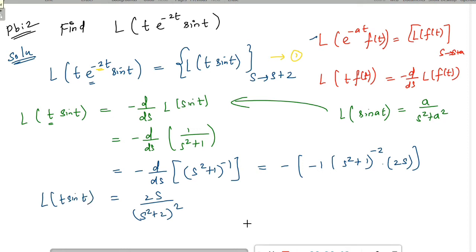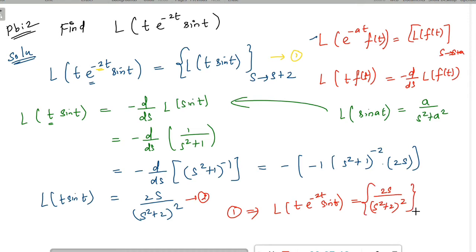So from equation 1, L of t e power minus 2t sin t equal to, you can apply equation 2 in 1. So from that you may get 2s divided by s square plus 1 whole power 2. After writing, you have to replace s by s plus 2. So from that you will get 2 into s plus 2 divided by s plus 2 whole square plus 1 whole power 2. So this is the answer for L of t e power minus 2t sin t.